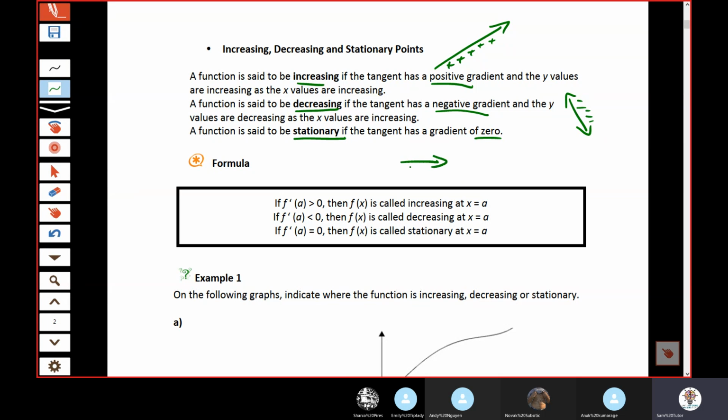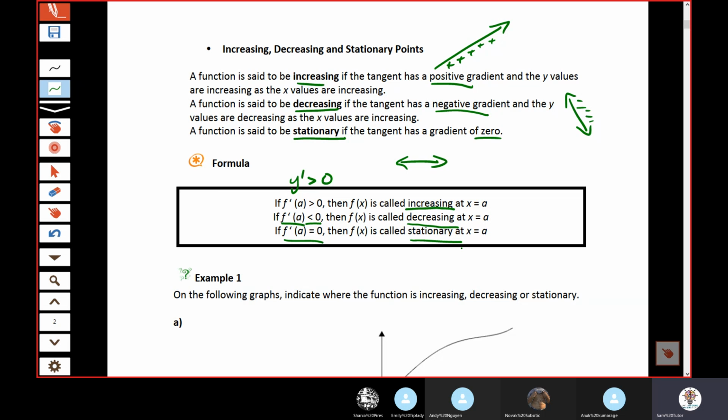That means it is a horizontal line. So it's flat, it has gradient of 0, it's stationary. Make sense? In other words, we've got y dash greater than 0. If y dash is greater than 0, we say it is increasing. Why? Because y dash is gradient, the gradient is positive. If the gradient is positive, it is increasing. Y dash is less than 0, we say it is decreasing. Y dash equal to 0, we say it is stationary.